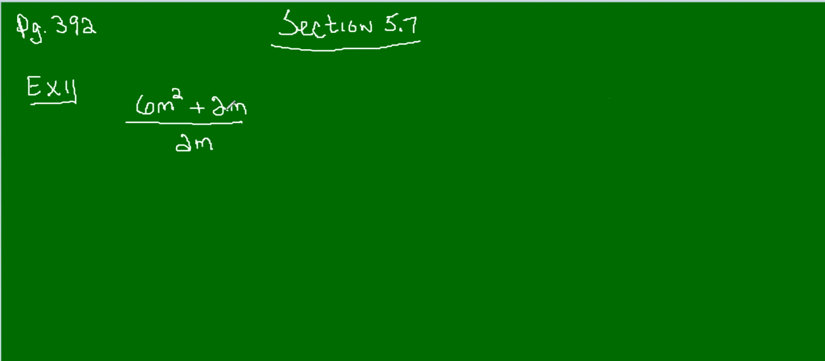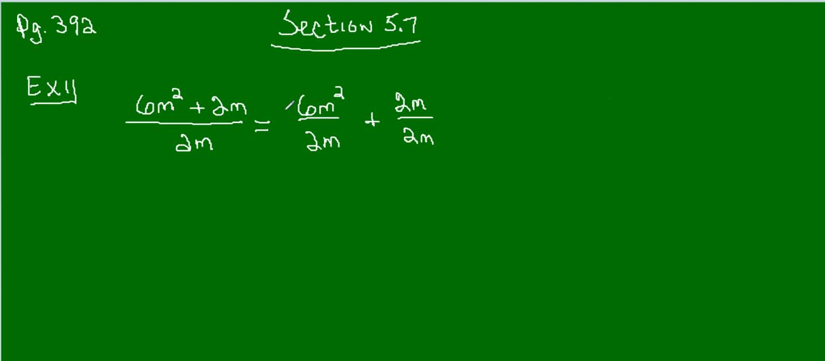So when I go about doing these type of problems, I like to write it in its equivalent state, which means that this is the same as 6m squared over 2m plus 2m over 2m. Okay? Then I'll evaluate these separately.